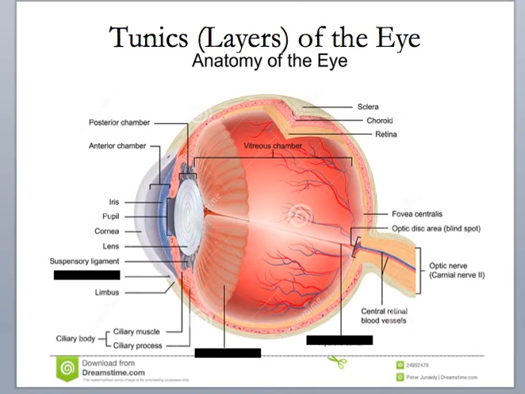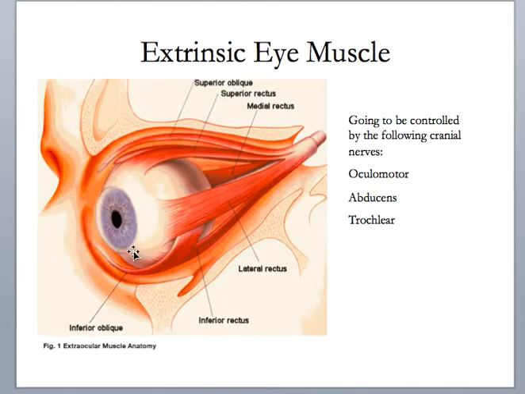So we are going to talk about the eye. And so the eye is contained within the orbital cavities of the skull. And here we see our eye, and the white part of the eye that we're seeing, this is our outer fibrous tunic. I'll talk about specific structures in just a second.